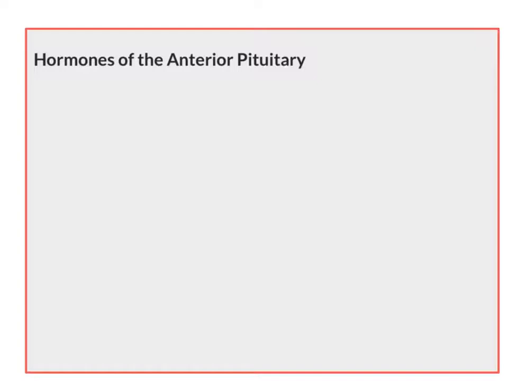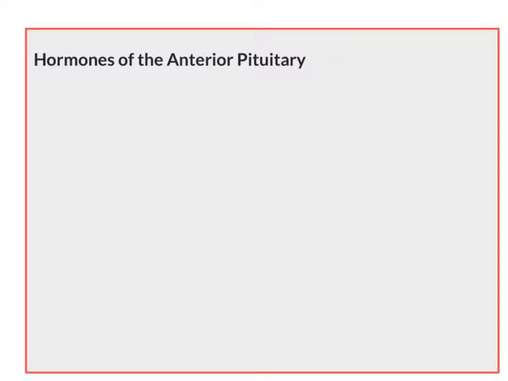We are going to take a look at the hormones of the anterior pituitary, what cells they're released from, and what their actions are. Remember, as I've mentioned before, neurosecretory cells found in the hypothalamus can secrete releasing hormones, which are going to stimulate the secretion of these anterior pituitary hormones, or they can release inhibiting hormones, which are going to suppress the secretion of these anterior pituitary hormones. So the hypothalamus has control on the release or inhibition of the anterior pituitary hormones.